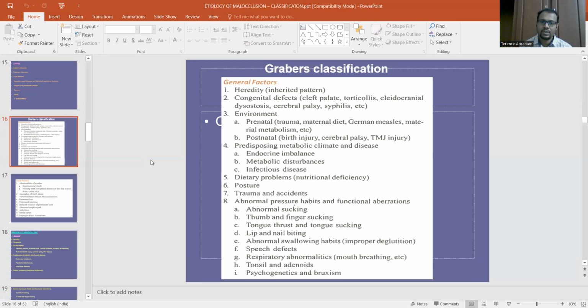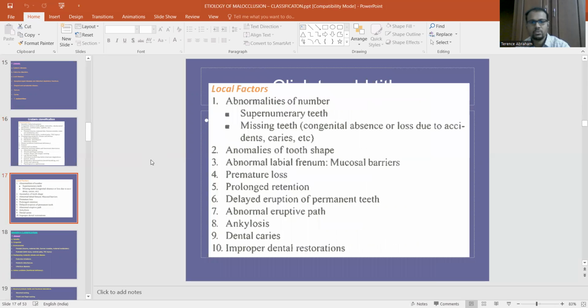Then malnutrition, abnormal posture, trauma or accidents, various abnormal pressure habits like thumb sucking, finger sucking, tongue thrusting, lip and nail biting, abnormal swallowing pattern, speech defects, mouth breathing, presence of adenoids and tonsils, bruxism. All these are the various general factors which can cause malocclusions.